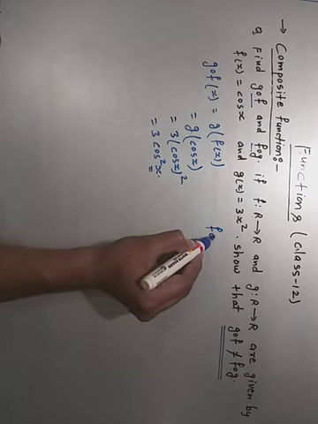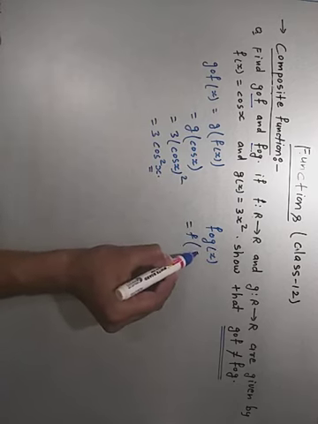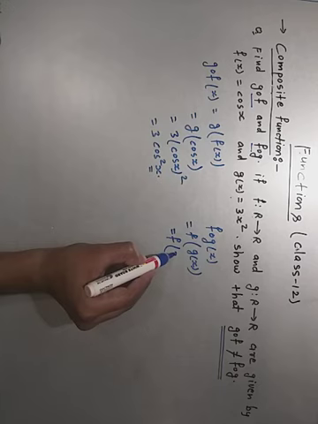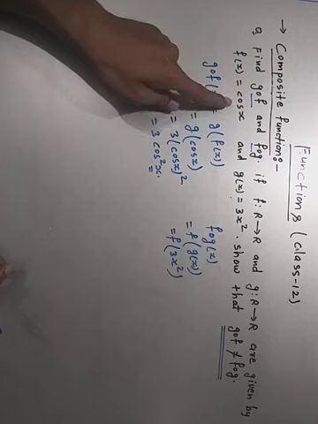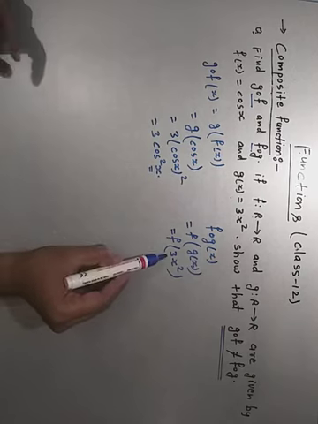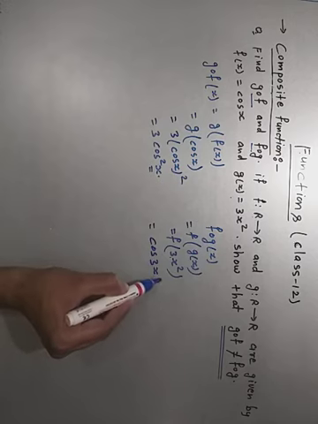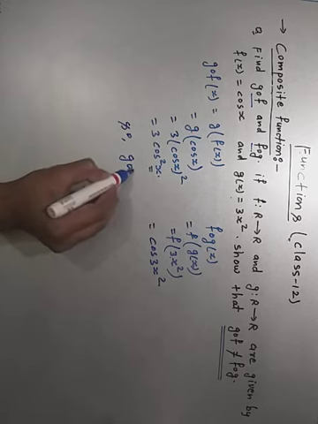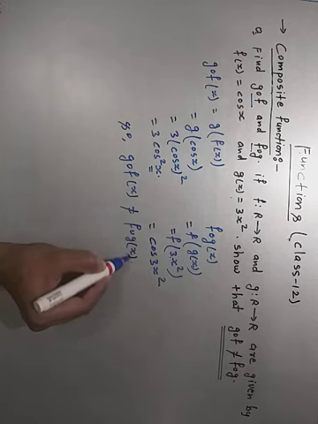Again we will find fog of x. So for fog of x, first the input goes to the function g. It means that is f of g of x. Then just put the value of g of x is equal to 3x square. Now f of x is equal to cos x, then definitely f of 3x square is equal to cos of 3x square. It means just replace x by 3x square. So this is equal to cos of 3x square. So now these two terms are definitely not equal. So gof of x is not equal to fog of x, or gof is not equal to fog.